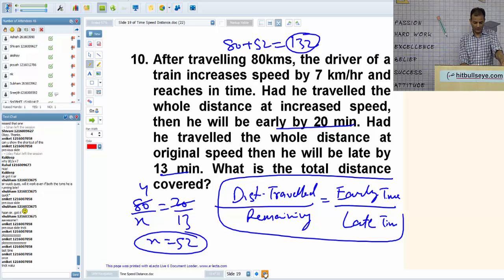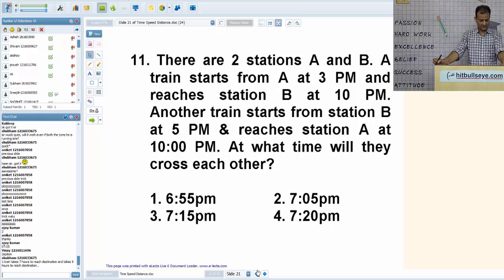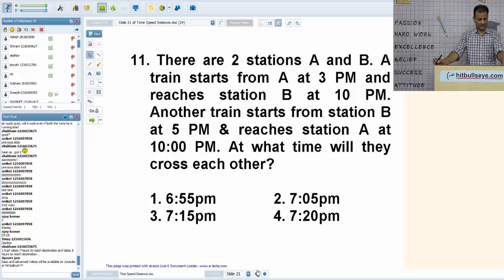Okay, now Aniket, I'm moving forward. Okay, friends, come with the answer. Two stations A and B. A train starts from A. Vinay has come with the second option. Yeah, Shubham. One train 7 hours, other train 5. Apurva, it will be on some videos on YouTube, some are on hitbullseye.com. On YouTube again you have to open Hitbullseye.